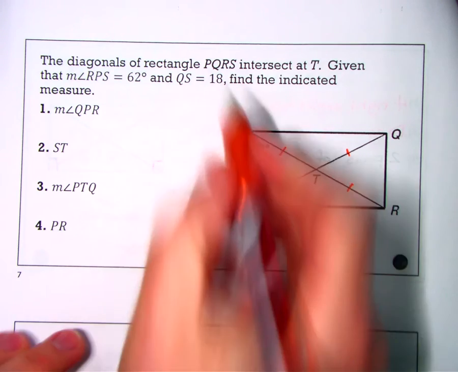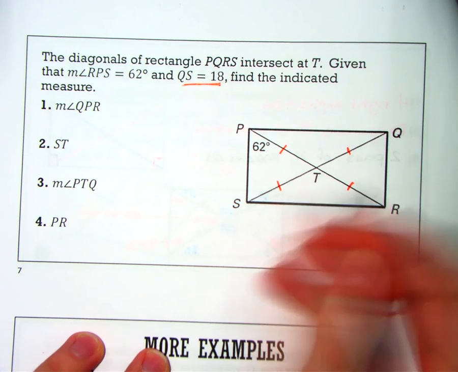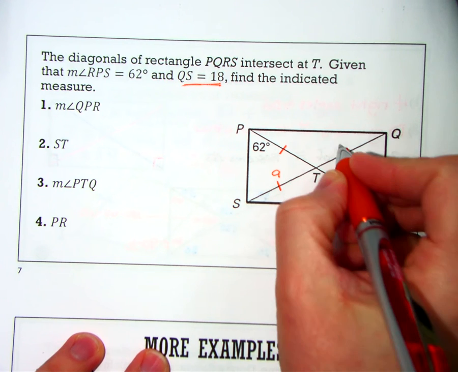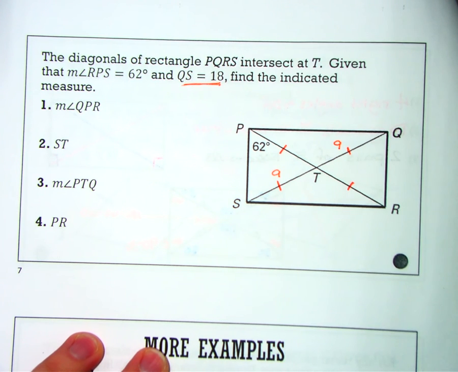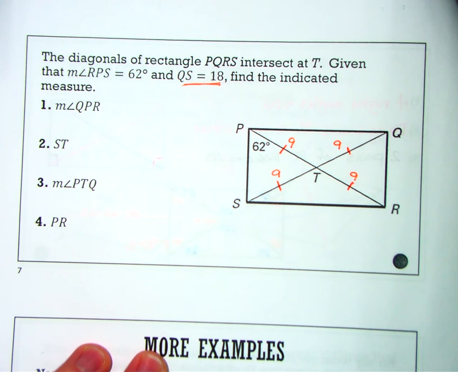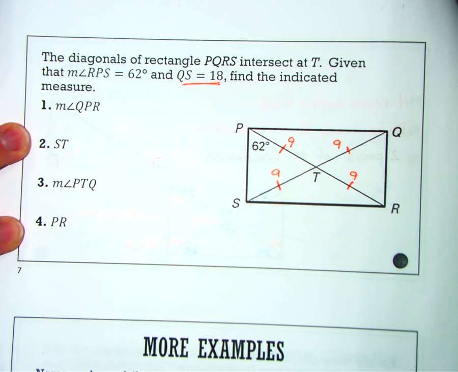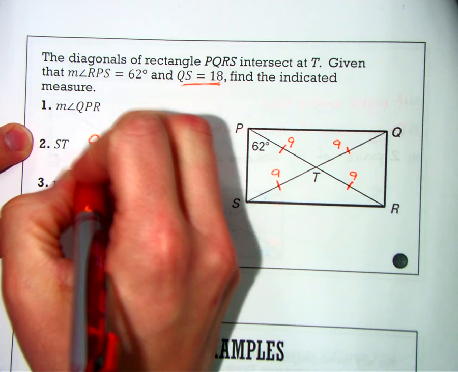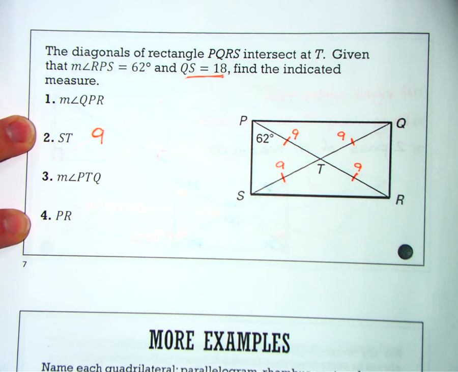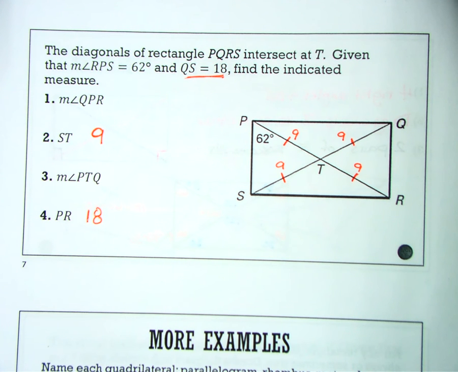So if we look at this part first, this 18, it says QS is 18. So I'm just going to break that up into 9 and 9, which means this is also 9 and this is also 9. So the two questions we can answer right away are 2 and 4. So ST is going to be 9, and PR, that's going to be the whole thing, 18. Okay, so that kind of helps us figure out the lengths for the diagonals.